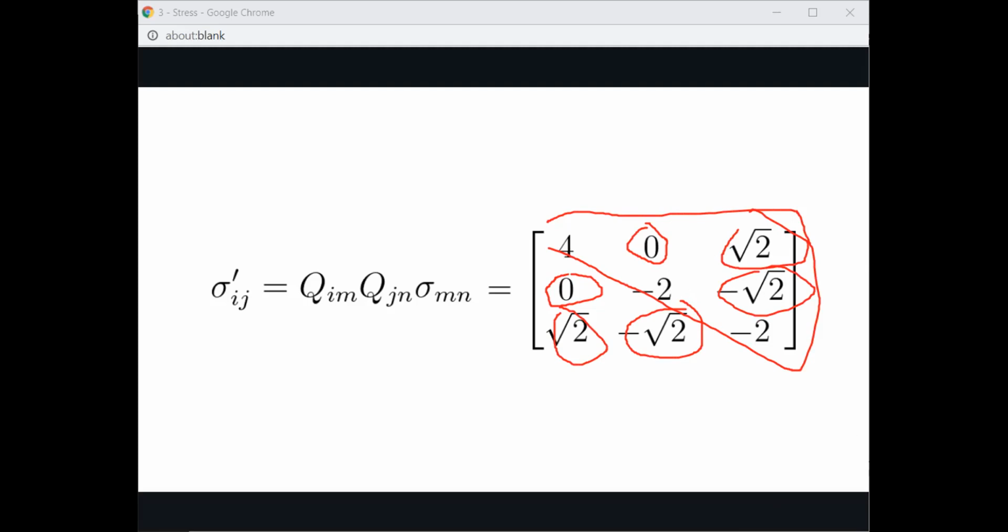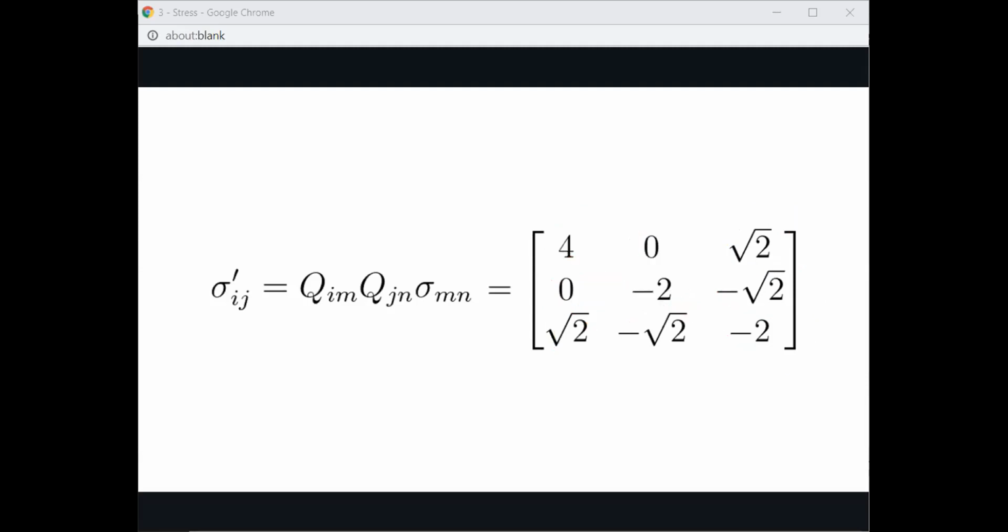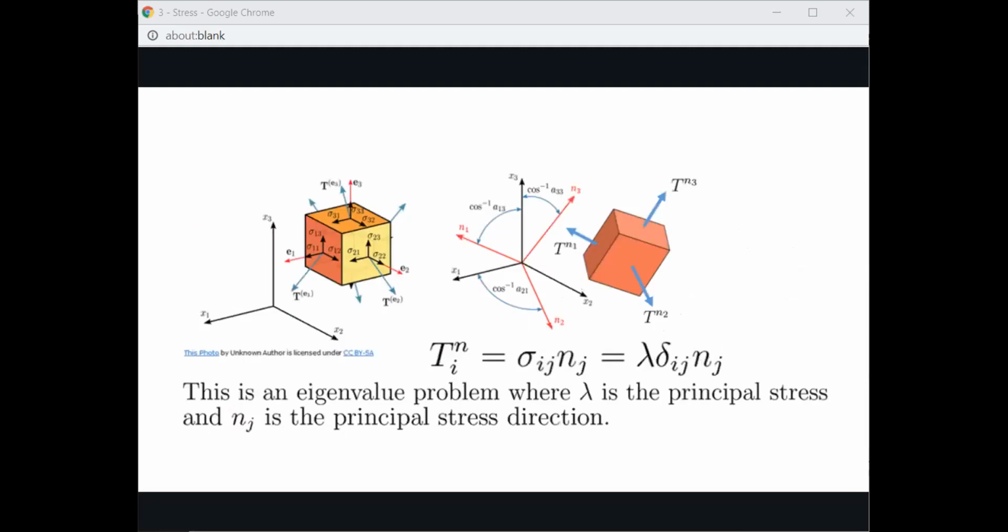Okay? Okay, sige. Let's proceed with a more difficult problem. So this one, what we want to get is the principal stresses and the principal directions.